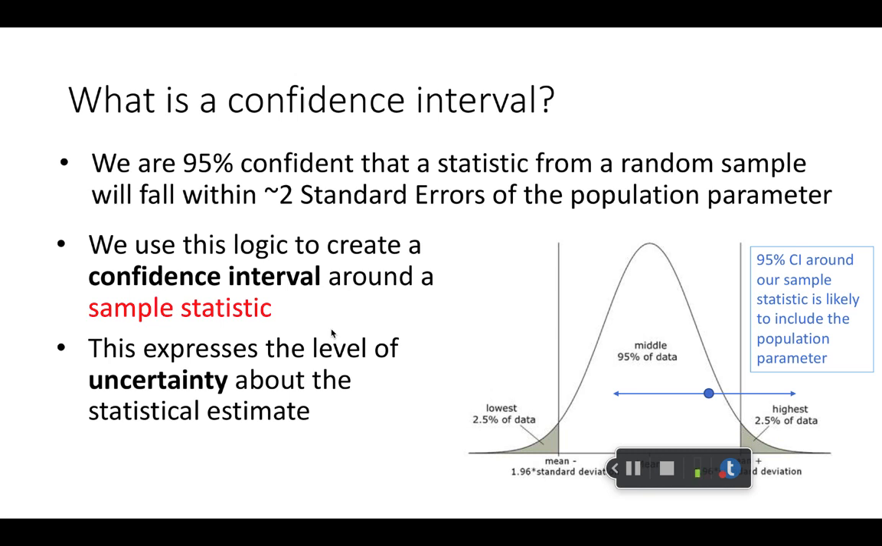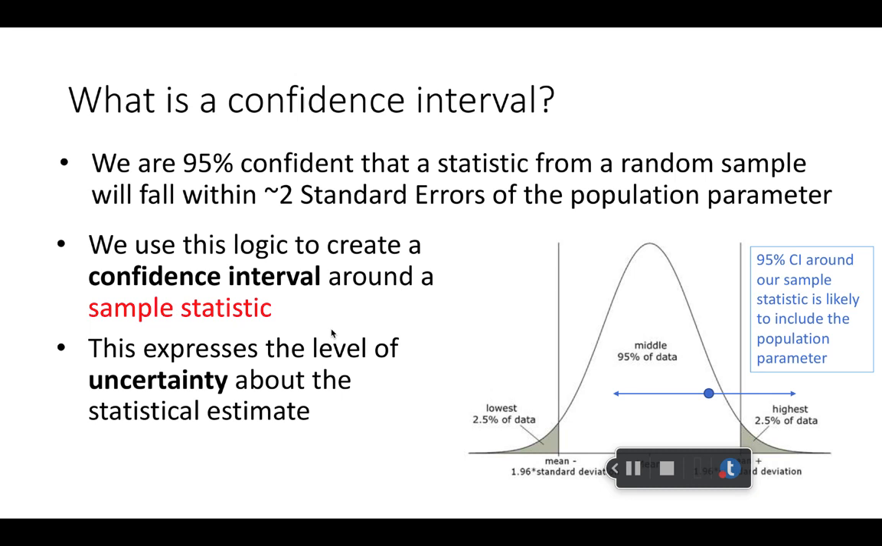So we redraw the 95% confidence interval. Instead of it being in the middle of the distribution, we draw it around our sample statistic. And now we flip the logic and we say that if 95% of all samples will generate statistics that are within 2 standard errors of the population parameter, then the population parameter has to be within 2 standard errors of our sample statistic 95% of the time.